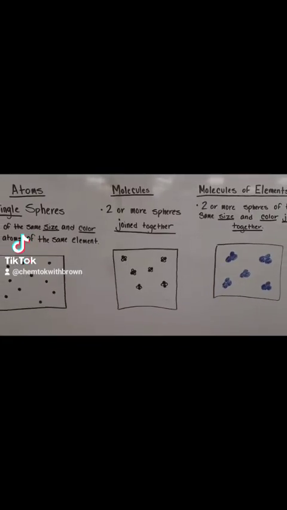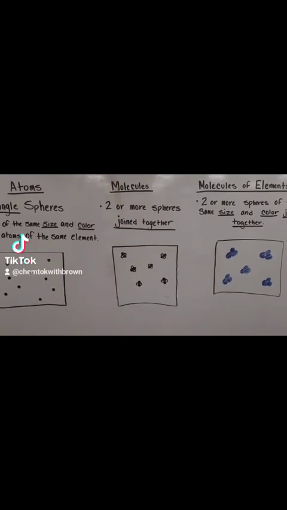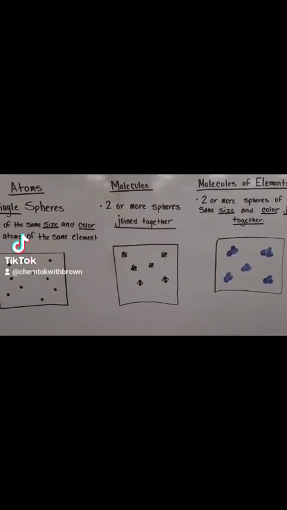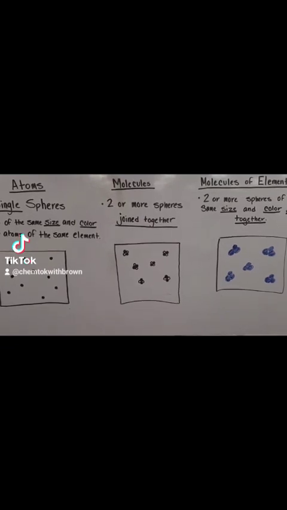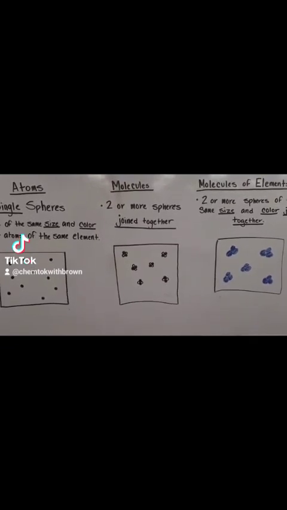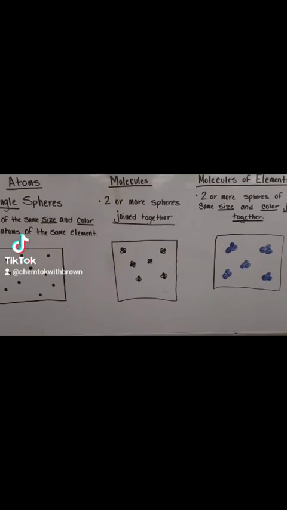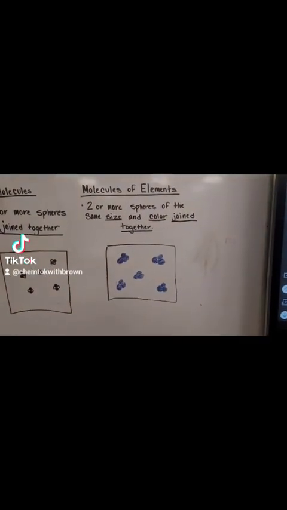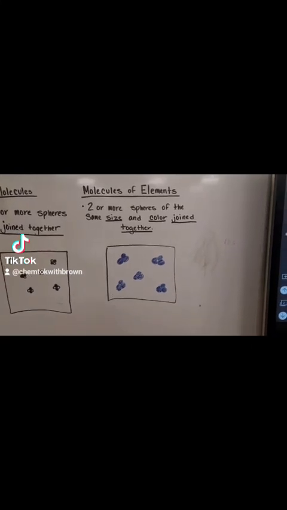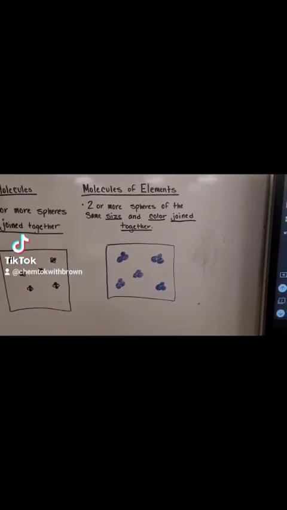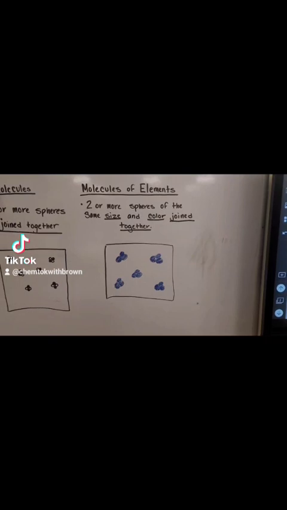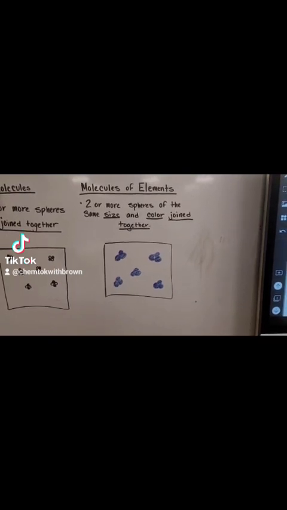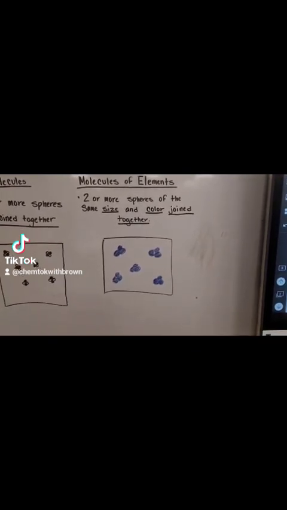In particle diagrams of molecules, we have two or more spheres that are joined together. They can be the same color, but they don't have to be the same color. But if we have two or more spheres joined together, they are considered molecules. Molecules of elements. And when we have molecules of elements, we will have a bunch of particle arrangements inside of the box that all have two or more spheres of the same size and color. This is how we know they are from the same element.